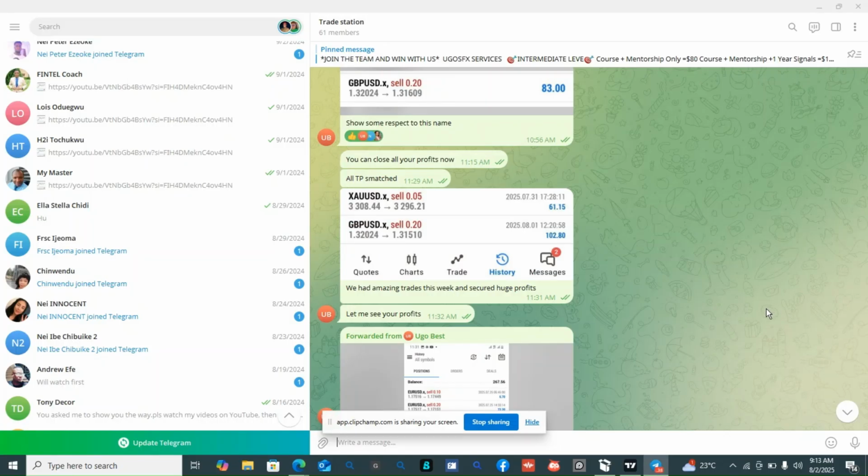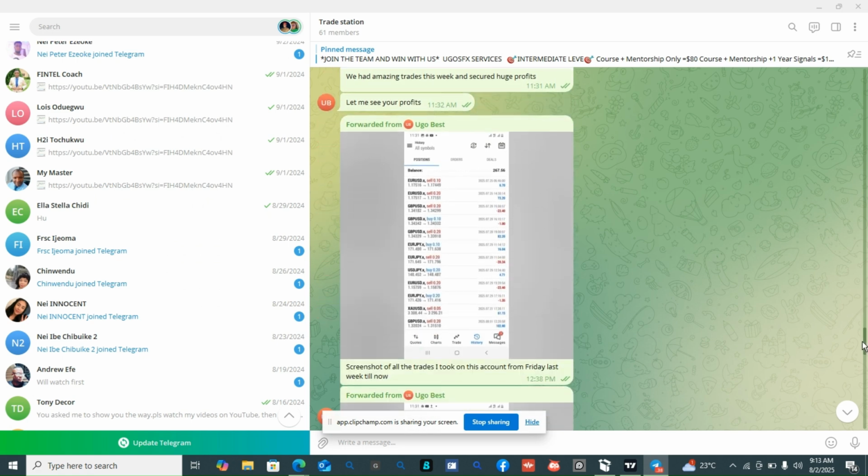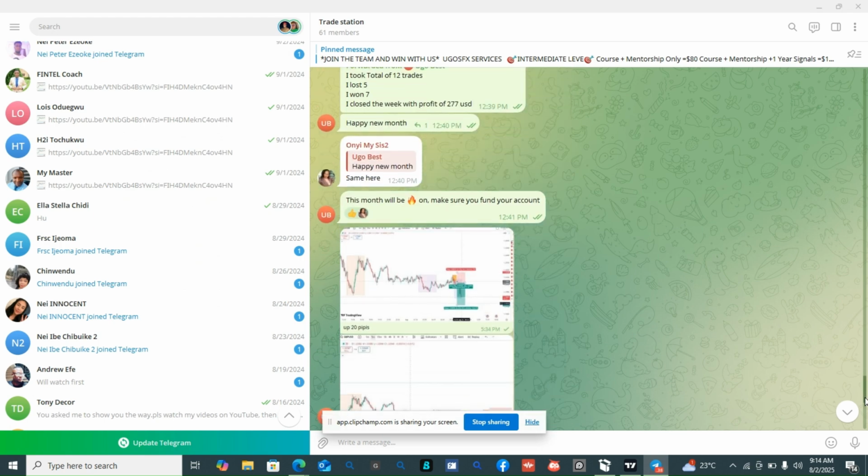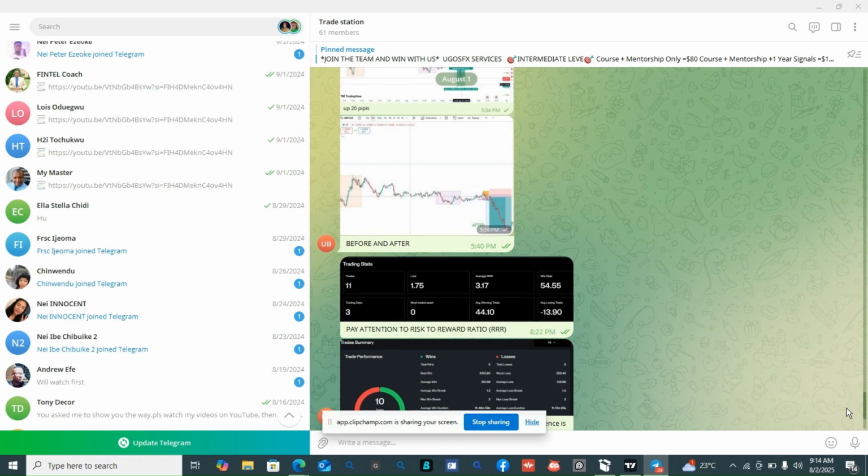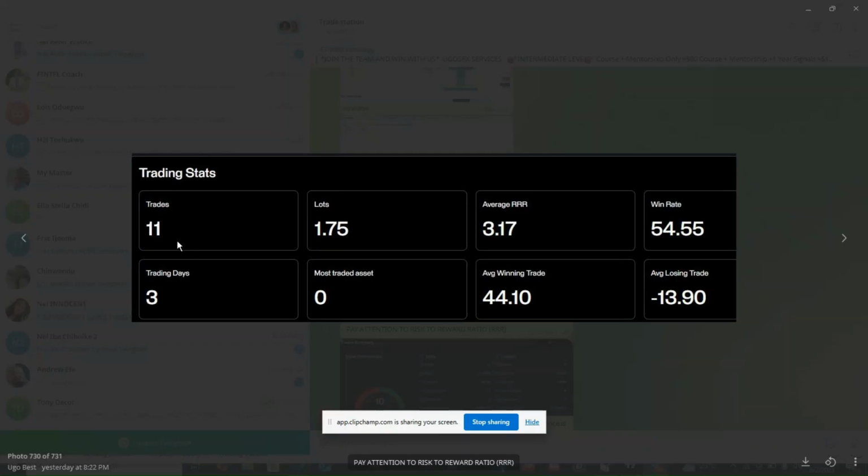So what matters in your trading is your risk management, and on this particular account, let me show you. I took about 10 to 11 trades within the week. I won about 7, lost about 5, and I closed with $277 within the week on this small account. Let me show you my risk management chart. A total of 11 trades, total of 1.75 loss. The average risk reward ratio is 3.17. It means that anytime I risk $100, I will make $300.